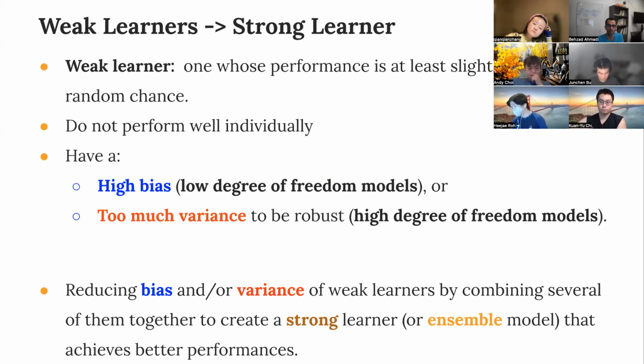A weak learner is either a high bias model, which is just a very simple model with a low degree of freedom, or a high variance model that has a lot of parameters and is overfit. Your goal is to reduce the bias or variance of these weak learners by combining them and creating a strong learner at the end.